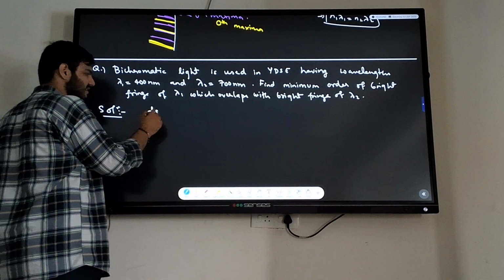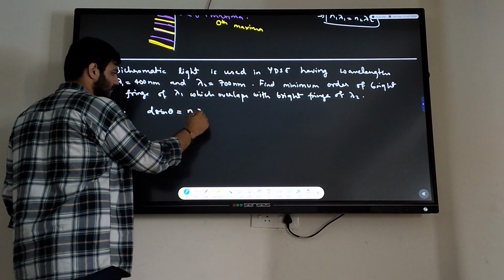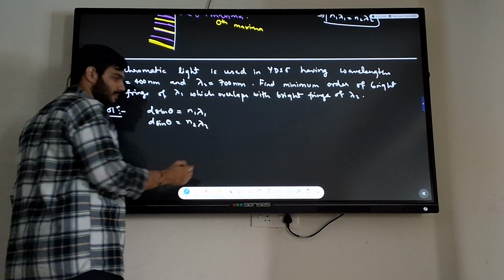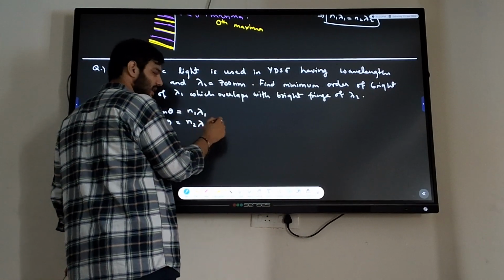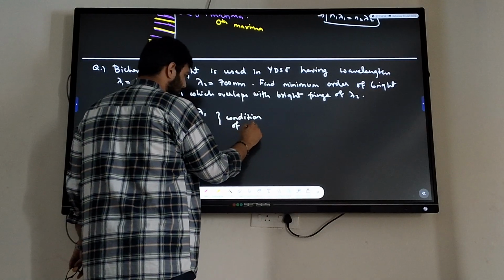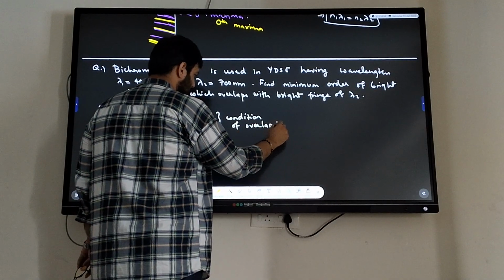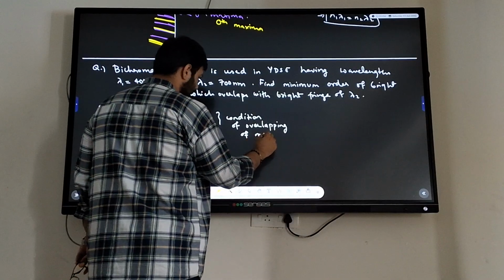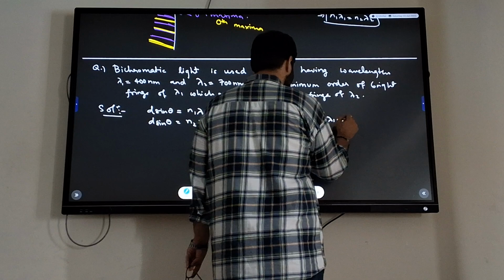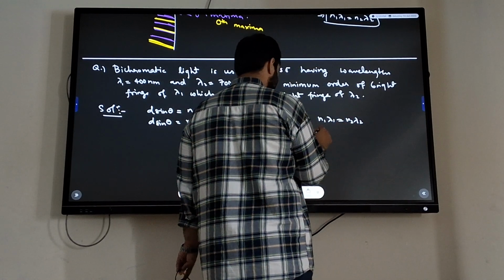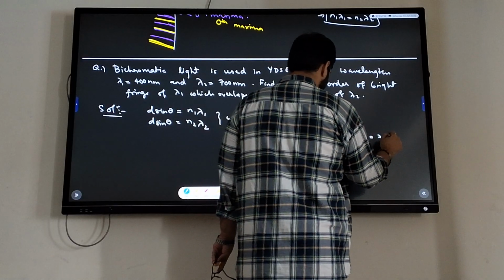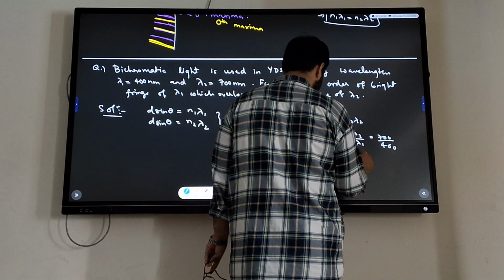So d sine theta should be equal to n1 lambda 1, and d sine theta should be equal to n2 lambda 2. Based on this, this is the condition of overlapping of maximas. So then tell me what will happen. n1 lambda 1 should be equal to n2 lambda 2. That means n1 by n2 should be equal to lambda 2 by lambda 1. And what is that? It will be 7 by 4.